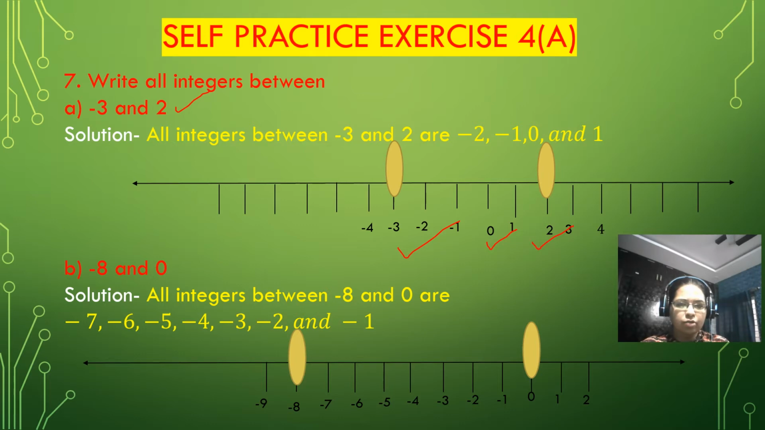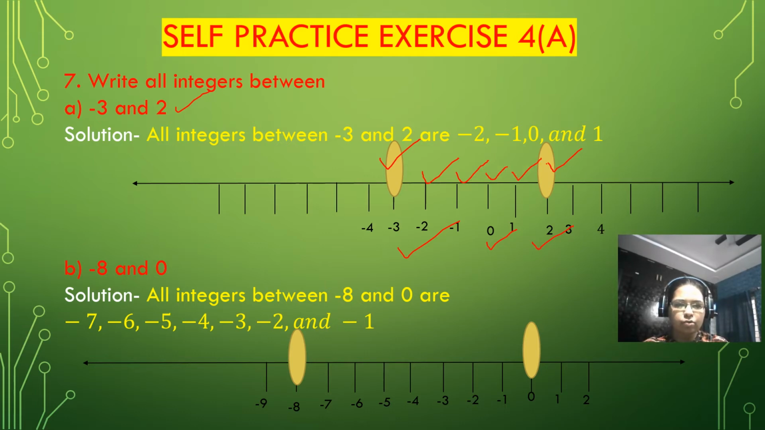Now -3, we can represent -3 here. This is -3 and +2. 2 here we can represent 2 on a number line. Then between -3 and 2 the numbers are -2, -1, 0 and 1.